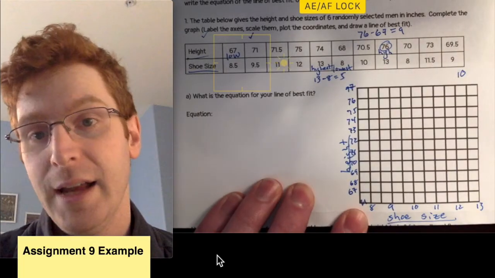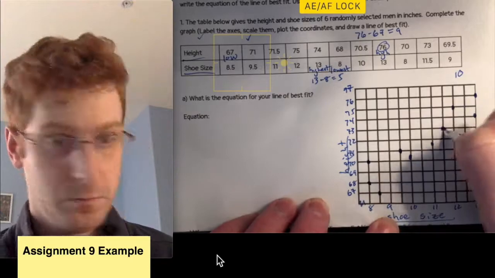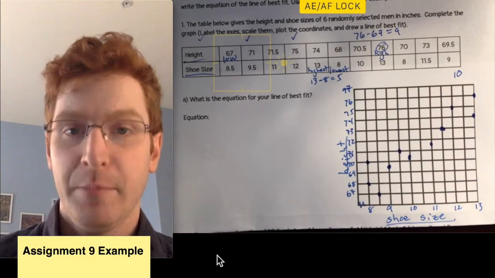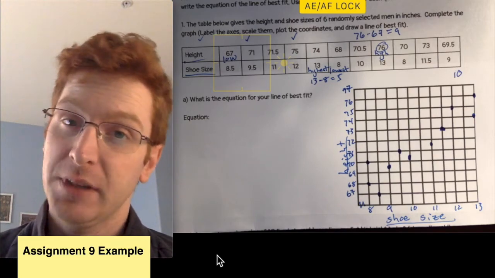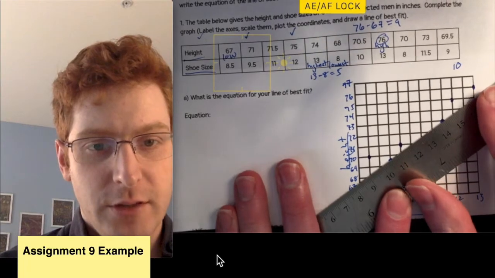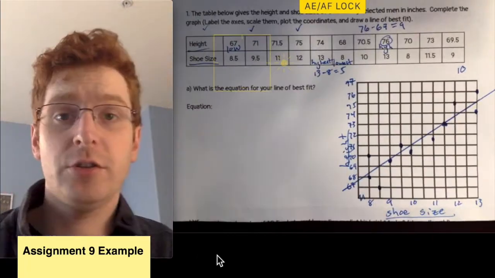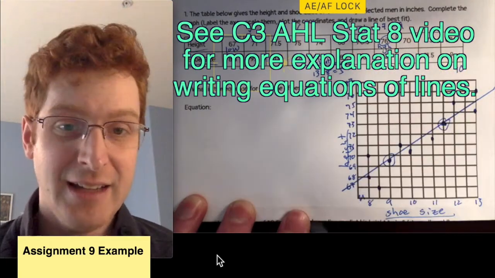So now we can go ahead and plot our coordinates. Lastly, I'm going to draw a best fit line. I'm going to try to find a line that goes through these points that kind of splits the difference between all the points. I think this line between these 2 points might do it. To do anything with this line of best fit, I need to have an equation.